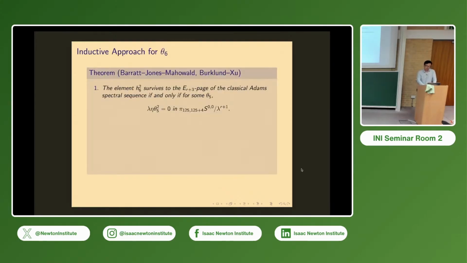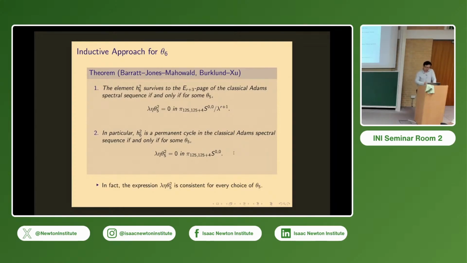Okay, having that in mind, now I can state the inductive approach. The theorem states that the element H6 squared survives to the E_{r+3} page of the classical Adams spectral sequence. That's a completely classical statement. If and only if synthetically there exists some theta 5 such that this relation is 0 in sphere mod lambda to the r plus 1. This is the same r as that r. And in particular, H6 squared is a permanent cycle classically if and only if for some theta 5 this expression is 0 in the synthetic sphere. This is implicit in the statement that for any choice of theta 5, they all agree.